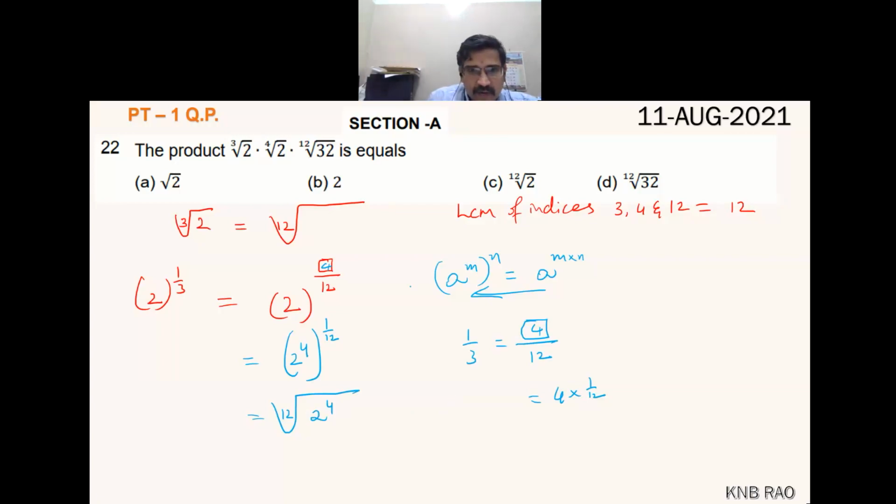That is how I have got the radicand inside being 2 power 4. Is this clear? Yes, sir.